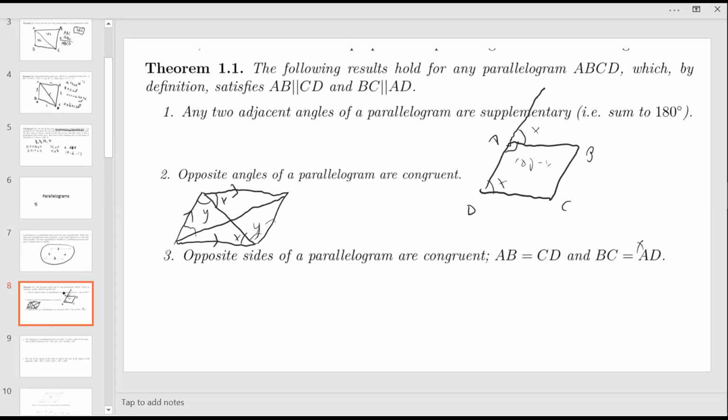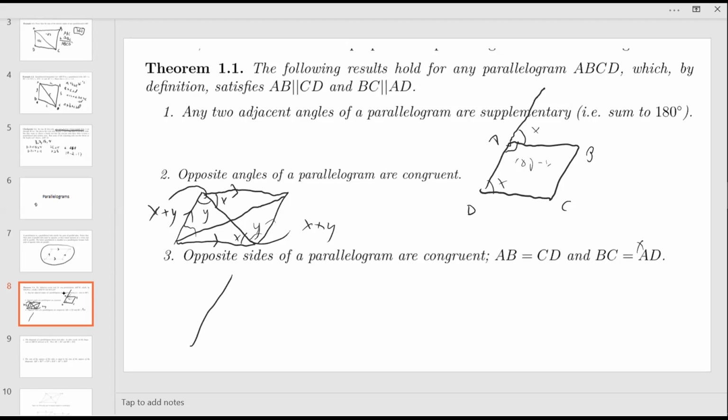We can see this by just noting that each of the diagonals is a transversal with respect to one pair of parallel sides. So this angle is just x plus y, and this angle is also x plus y. So we see that the opposite angles are congruent. And you can do the same argument to see the other pair of opposite angles are also congruent.